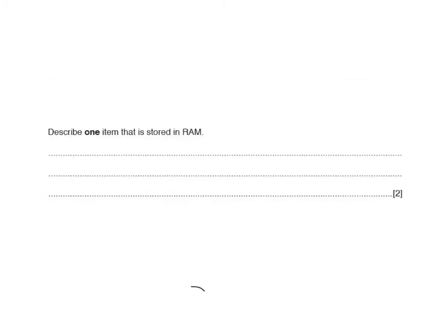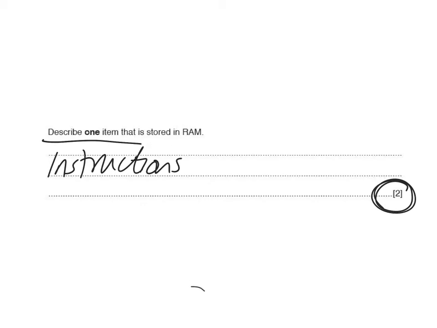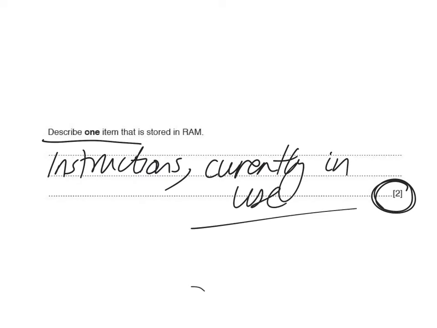So one other item stored in RAM, be careful here, because if you look at the marks, it's 2. And people would probably stop short of saying something like the instructions, which is 1 mark, that are currently in use. So at the moment I have Explain.edu open in this browser, in RAM, plus all the other tabs and applications I've got open, so it's important to say the ones that are currently in use.